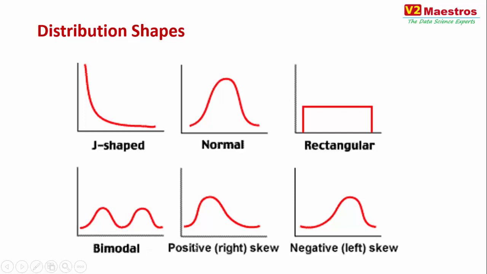Then there is the positive skew and the negative skew. In the positive skew, one of the lower bins typically has more values. In the case of a negative skew, the higher bins have more values. And this is how the distribution, there are different types of distributions that are typically there.